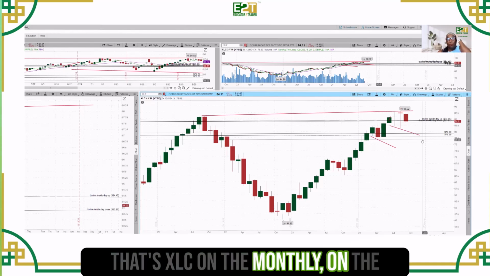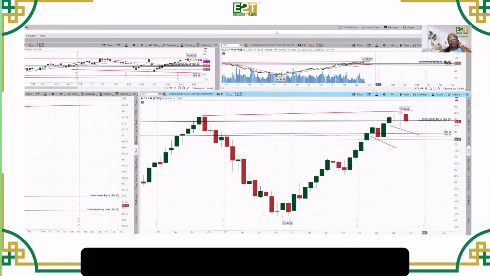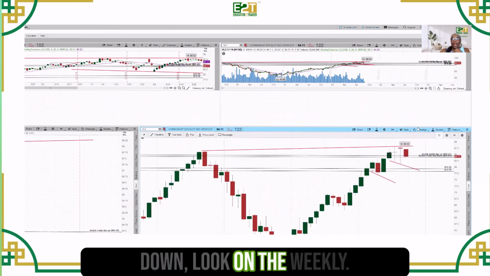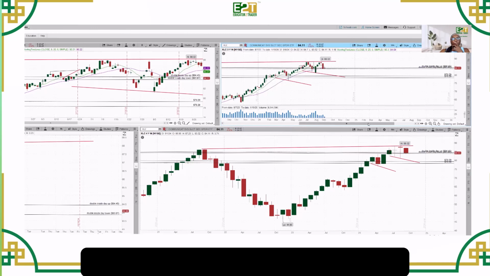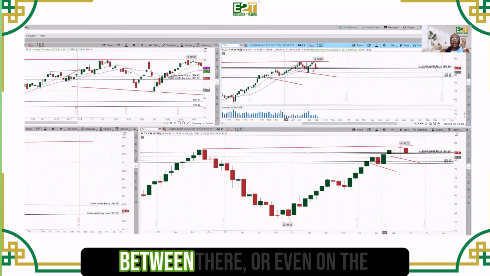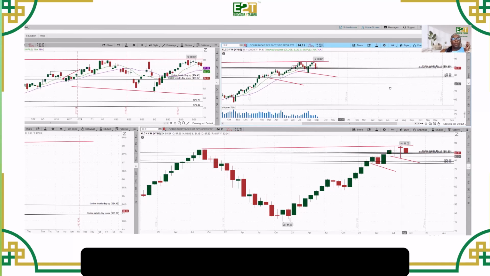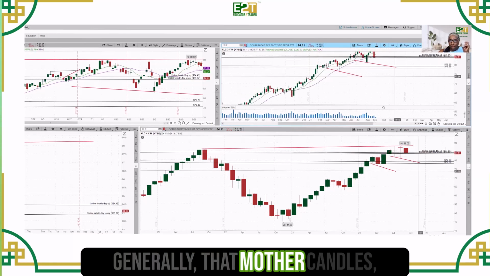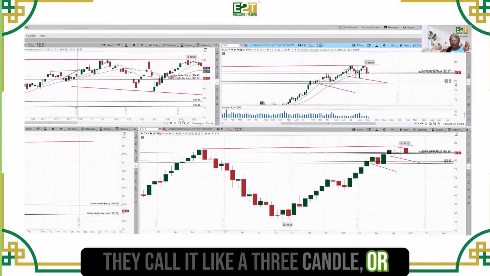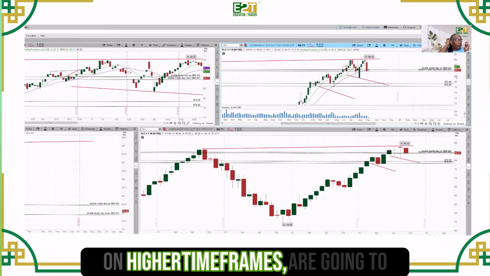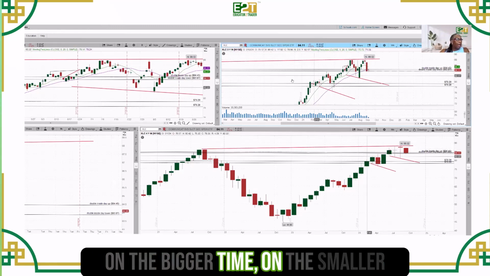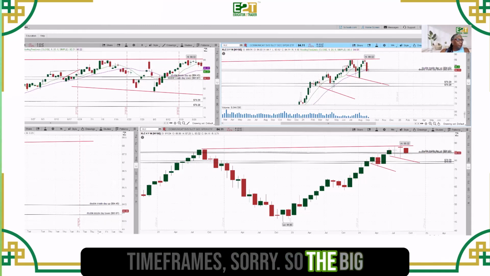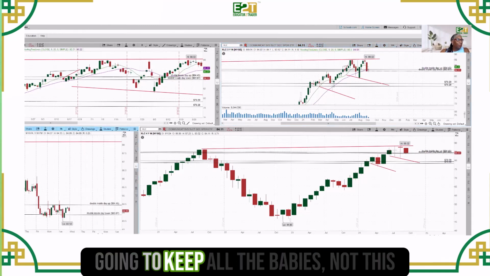That's XLC on the monthly time frame. Extend it down, look on the weekly. You can see how price stays in between there, even on the weekly. Generally, that mother candle, as they call it, like a 3 candle, or those big mama candles on higher time frames, are going to keep the baby candles inside of them on the smaller time frame. Sorry. So the big candles on the higher time frame is going to keep all the babies.